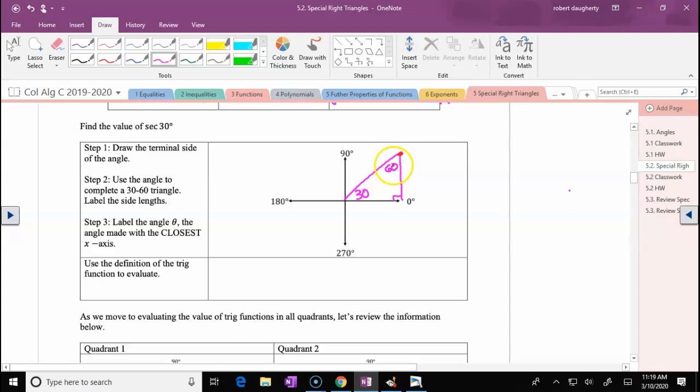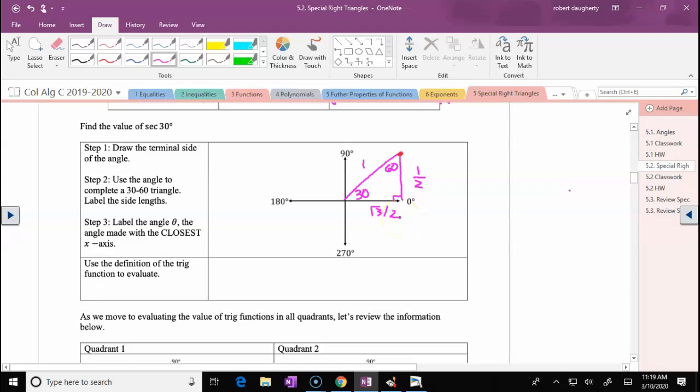This angle is 60, okay? And then let's just do the hypotenuse is 1, okay? What is this side over here? Yeah, this side is 1/2, and then what is this side right here? Yeah, square root of 3/2, okay? Now, they asked me for the secant.